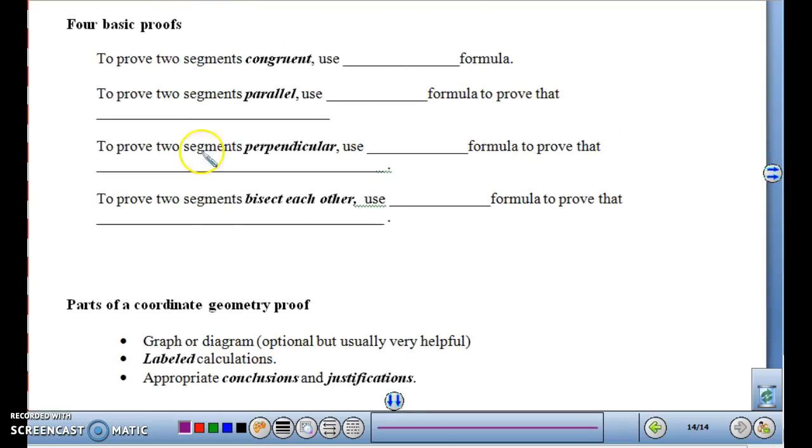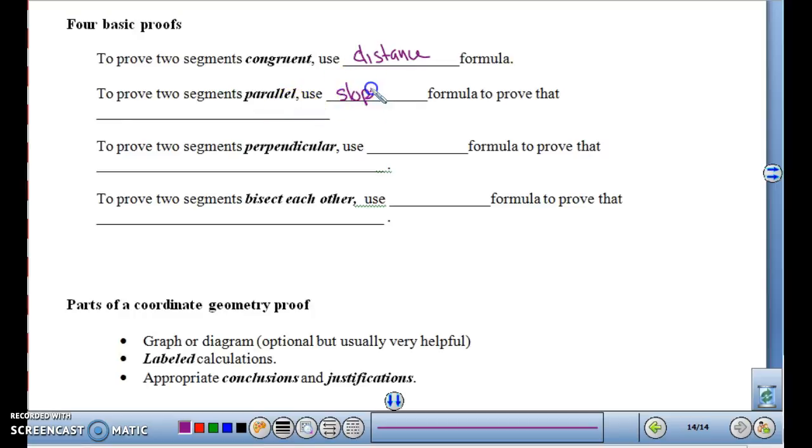All right, and we also need to review when to use these formulas. So we have 4 basic proofs. You're proving congruent, parallel, perpendicular, or bisect each other. So to prove 2 segments are congruent, what formula would we use? We would use the distance formula. So you would have to find the distance between the segments and then say, yeah, they're equal because they have the same distance.